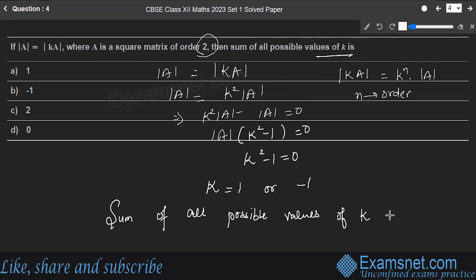Sum of all possible values of K is equal to minus 1 plus 1, that is 0. So you have option D as the answer. Hope you understood this. Next is question number 5.